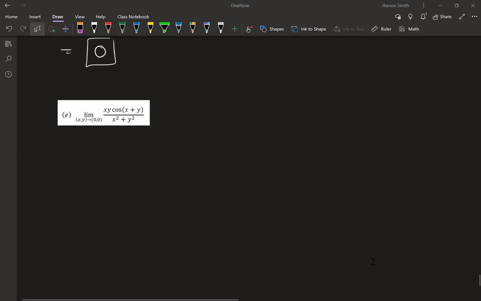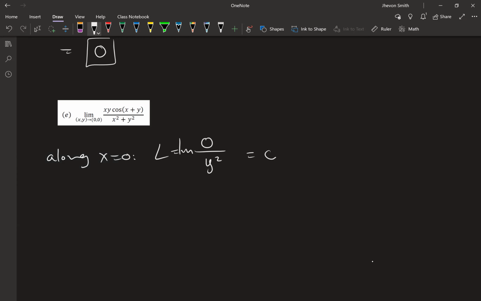Anyway, what about this one? E, exists or not exist? D and E, what are the paths? I guess one obvious path would work. So along, say, x equals 0, the limit is 0 over y squared. So that's 0. What is another path that you picked?